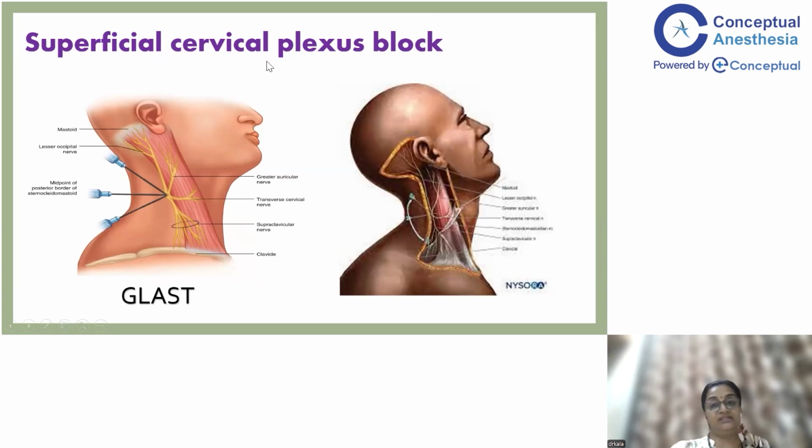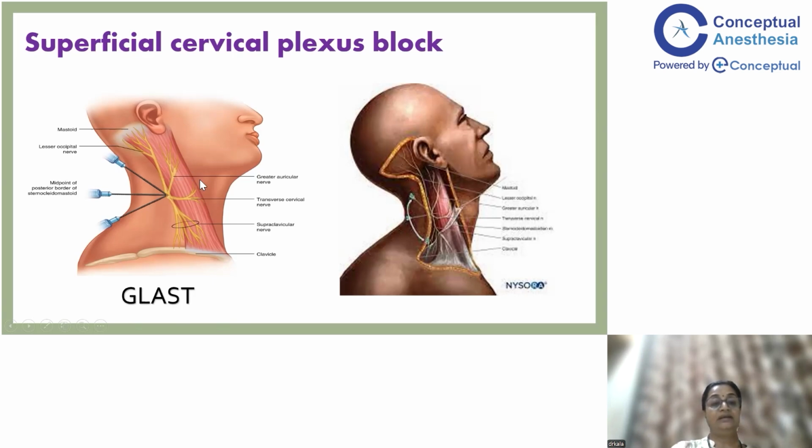Now coming to the superficial cervical plexus. For all practical purposes, the branches you're blocking at the deep and the superficial cervical plexus remain the same, because you're blocking the terminal branches. These terminal branches emerge at the midpoint of the sternocleidomastoid. The branches are in the mnemonic GLAST. They are the greater auricular, going upwards.